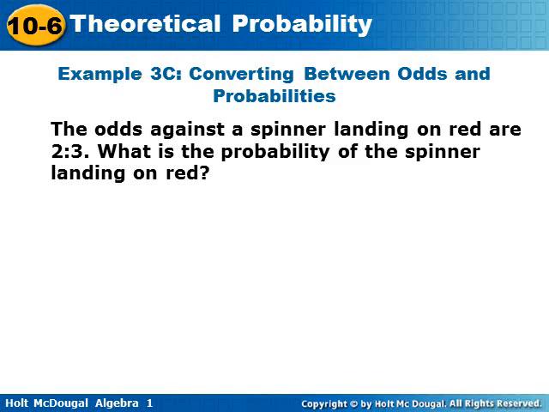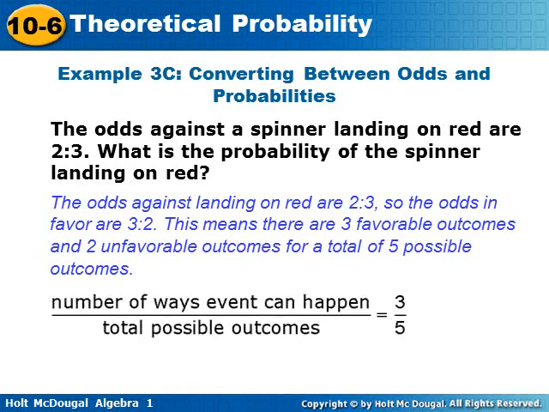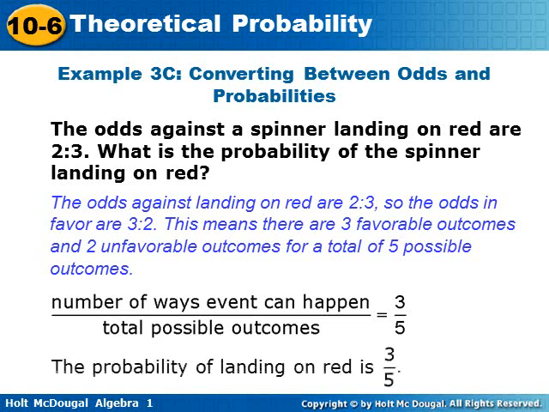The odds against a spinner landing on red are 2 to 3. What is the probability of the spinner landing on red? The odds against landing on red are 2 to 3, so the odds in favor would be 3 to 2. This means there are 3 favorable outcomes and 2 unfavorable outcomes for a total of 5 possible outcomes. So for probability, it's the number of ways the event can happen to the total possible outcomes. So we would have 3 out of 5. The probability of landing on red is 3 out of 5.